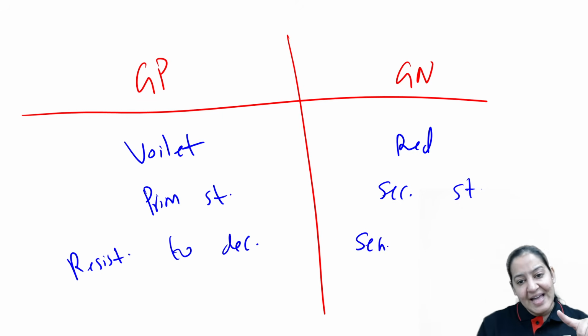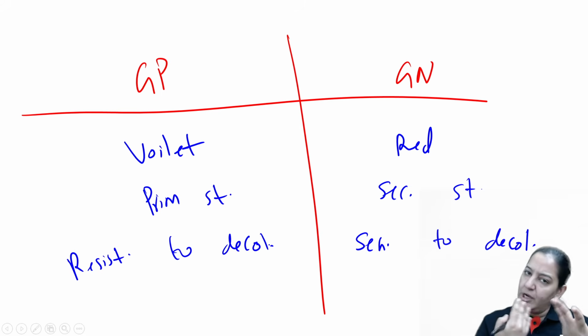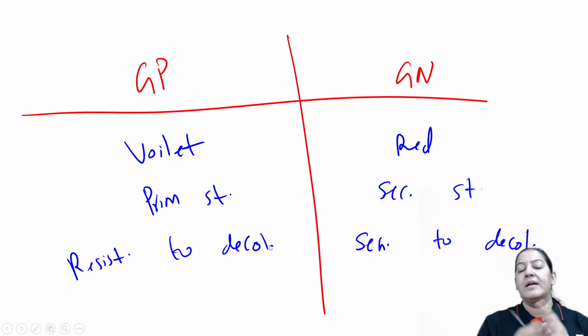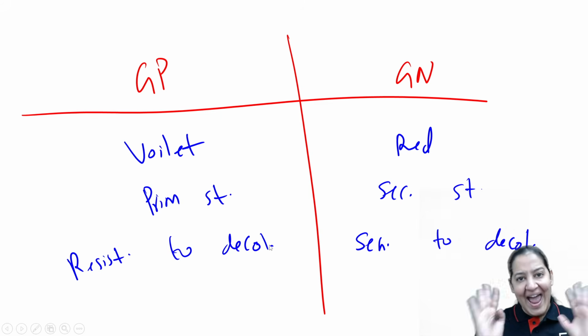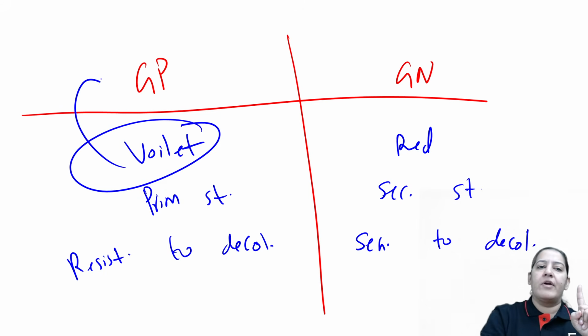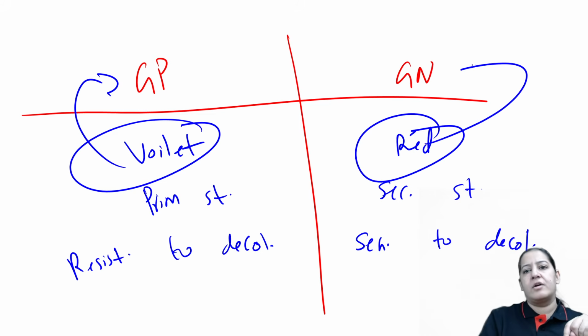And the gram negative are sensitive to decolorizer. So they lose the primary stain and they take the secondary stain. So this is the main difference. In the end, the violet ones are gram positive. The red ones are gram negative.